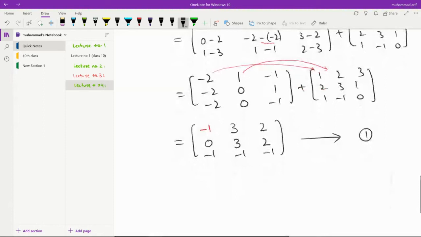This negative and negative become positive. That's why 2 plus 1 becomes 3, 2, 0. Similarly, 3 plus 2 becomes 5, negative 1, negative 2, negative 4, negative 3.